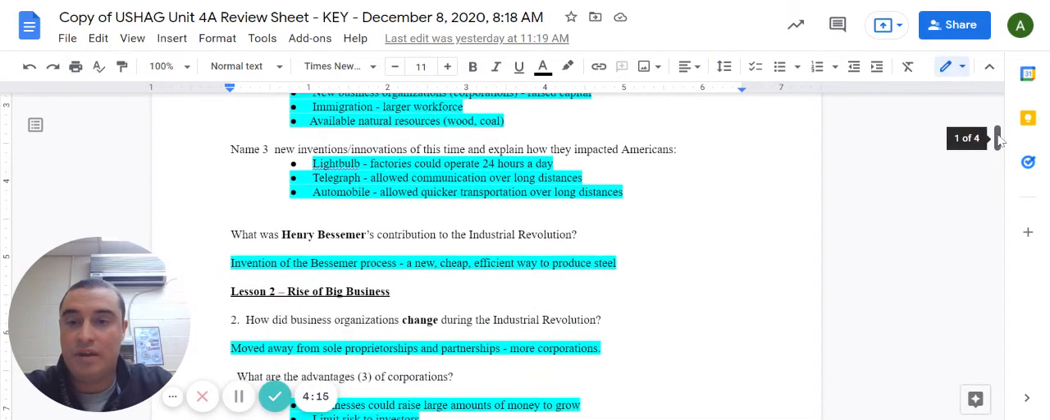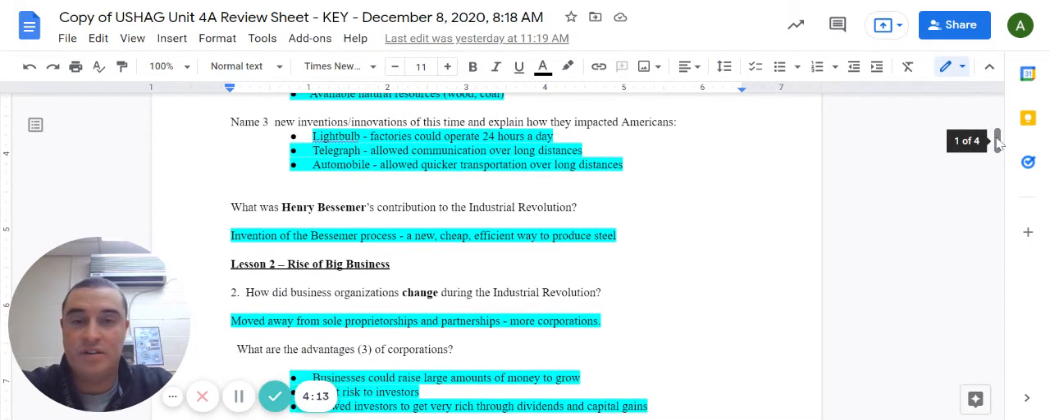Specifically, three new inventions or innovations during this time period were the light bulb, which allowed factories to operate over 24 hours a day, the telegraph, which allowed communication over long distances, and the automobile, which allowed for quicker transportation over long distances of workers, of material, things like that.